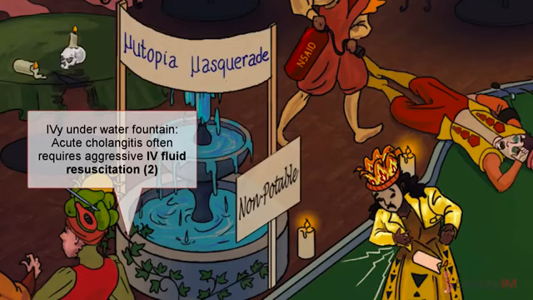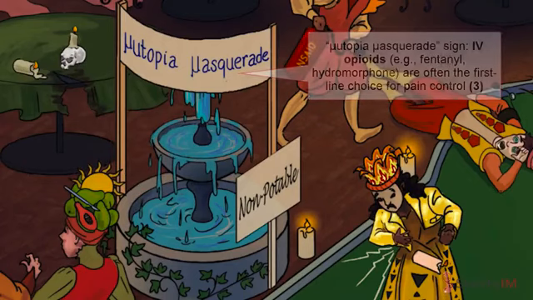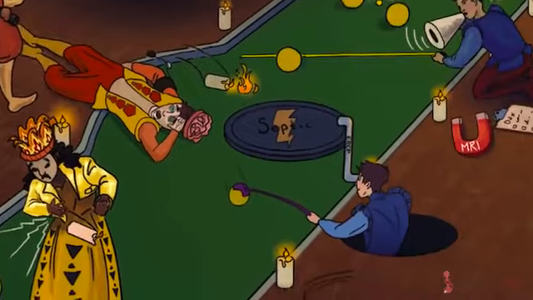We're talking in the ballpark of 30 milliliters per kilo here. Since acute cholangitis is often associated with septic shock, which often leads to acute kidney injury, IV opioids, rather than NSAIDs, are the first-line choice for pain control in these patients.